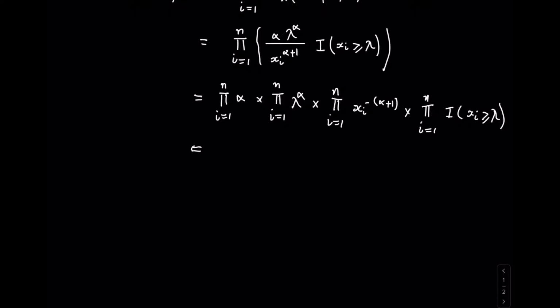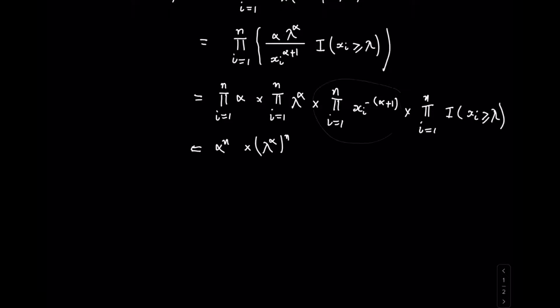Next step is to recognize that when we take a product from i equals 1 to n of a series of alphas, although there is no dependency on any index i, it does mean we need to multiply alpha by itself n times, because there are a total of n indices in that product. So that just becomes alpha to the power of n. Similarly here, with our lambda to the alpha, again no dependency on indices, but we are doing it n times, so we can rewrite that as lambda to the alpha, all to the power of n.